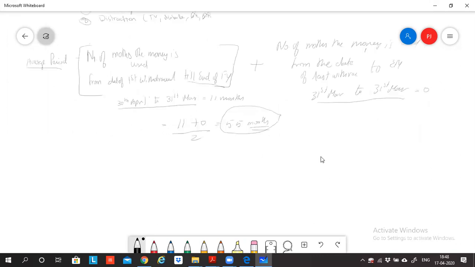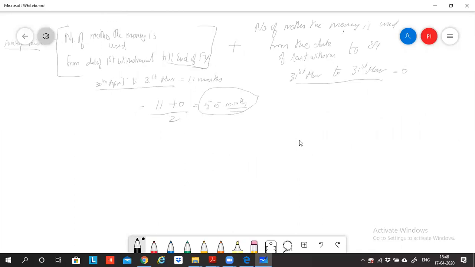Let's try to understand this. Let's suppose this money he has been withdrawing in the beginning of the financial year, beginning of every month. Guys, I'm twisting the question. In case this money was withdrawn by the partner in the beginning of the month, now please tell me what will be the months. So how many months from the first withdrawal am I using this money? This is the first case. Second, my first withdrawal is on 1st April. So from 1st April till 31st March, I'll be using this money for 12 months.